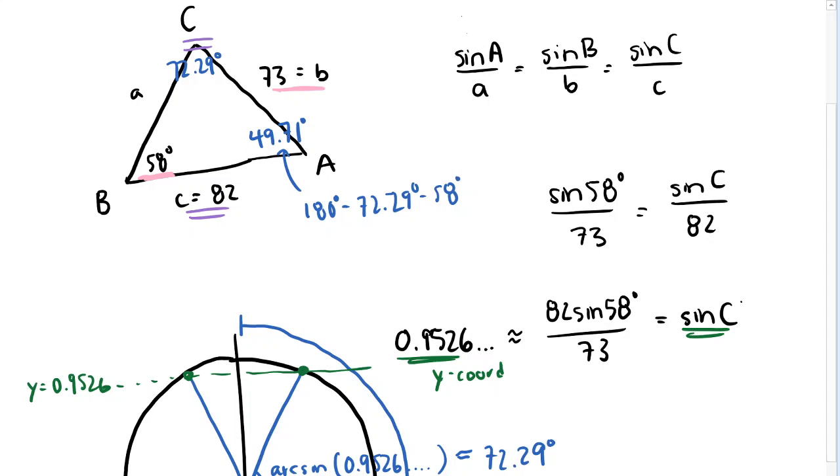And then here, maybe just for the sake of time, let me not go into computing the side length A, but you could use the law of sines again. Here we would have these three pieces of information, we'd just be missing A, so we could solve for A.